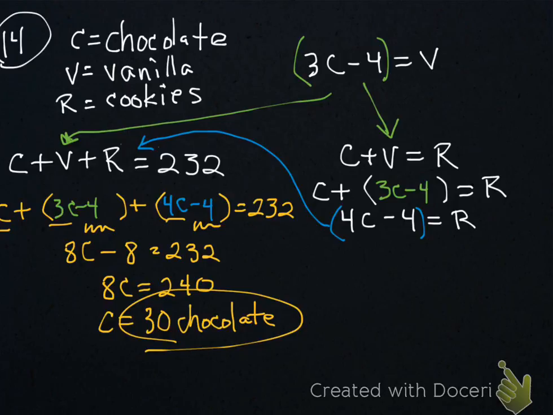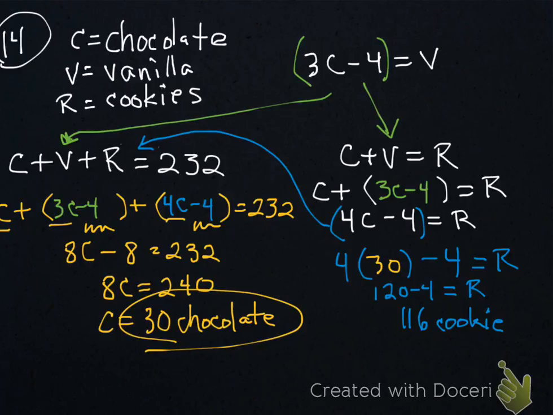Let's do cookies and cream first, just for kicks and giggles. So we take 4 times that 30 minus 4. And that's equal to my cookies and cream. So what is 4 times 30? 4 times 30 is, what, 120? Yep, 120 minus 4. So that would be 116. So there's 116 cookies and cream.